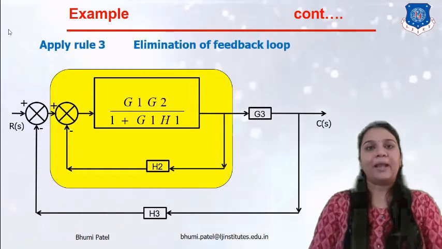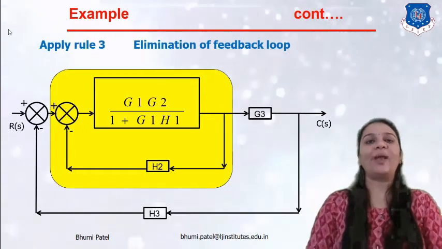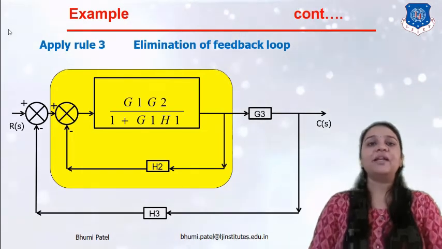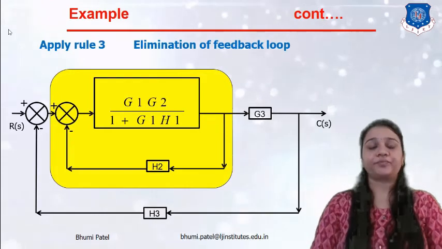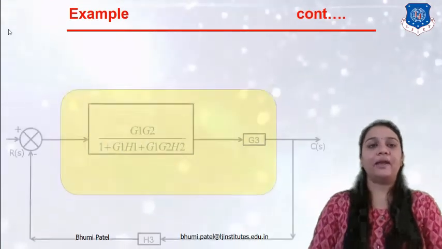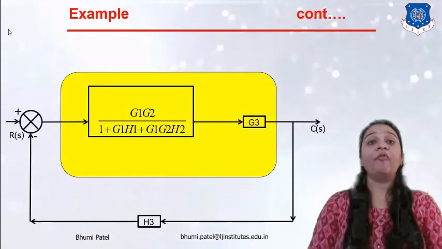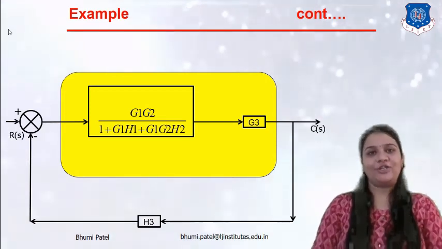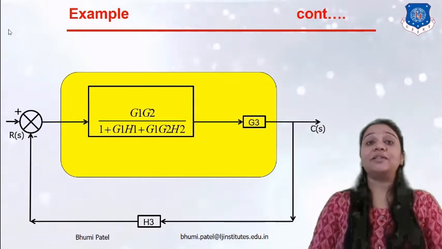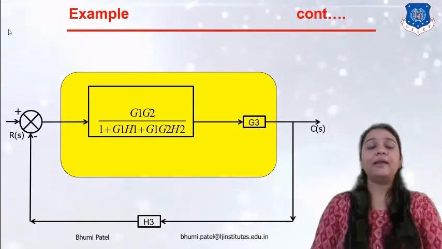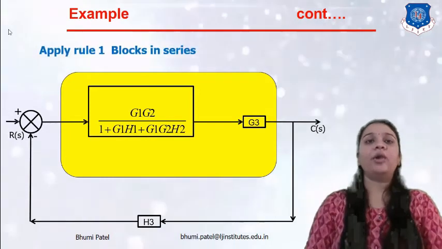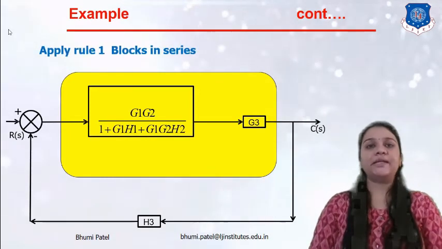So we can apply elimination of the feedback loop, rule number 3. Here the feedback signal sign is negative, so the answer is G1 G2 upon 1 plus G1 H1 plus G1 G2 H2. Now you can see that the G3 block is directly connected with this block. So we can simply apply rule number 1, blocks in series connection.